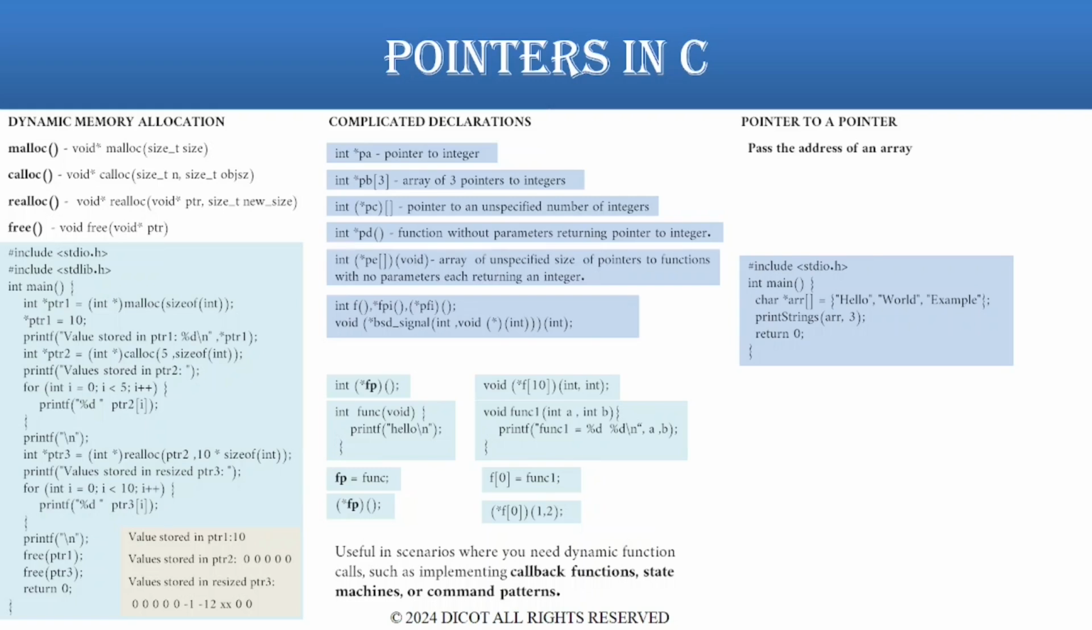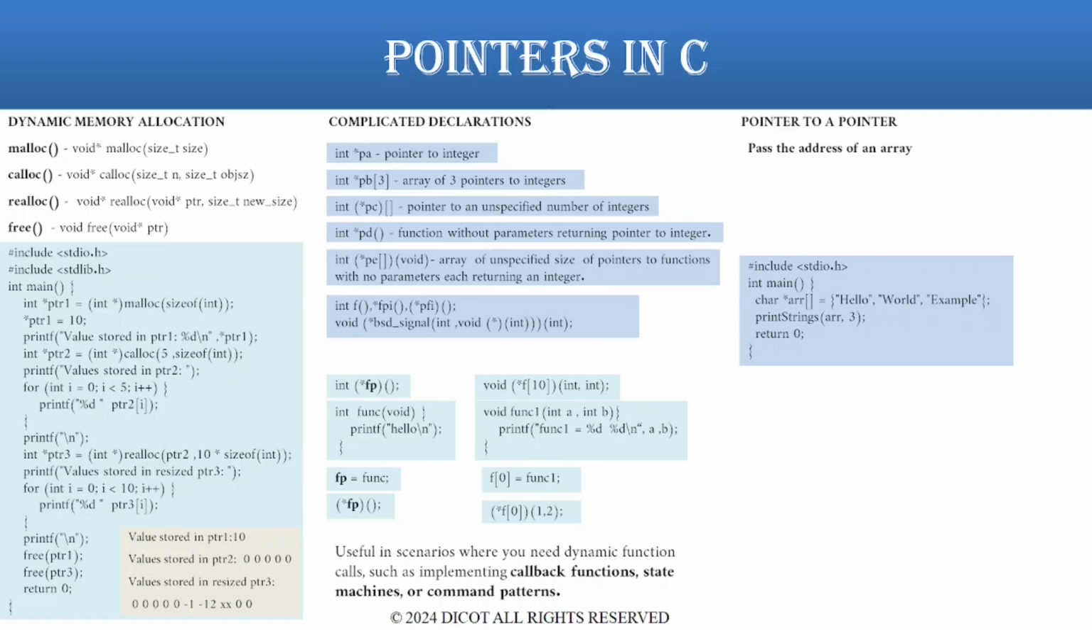Say you want to print this array of strings using a function. Then how does the function receive this? Here the function should have an argument, a pointer to a pointer. In main, we can pass ARR, which is an array of pointers to characters, and the number of strings to be printed, to the print strings function.